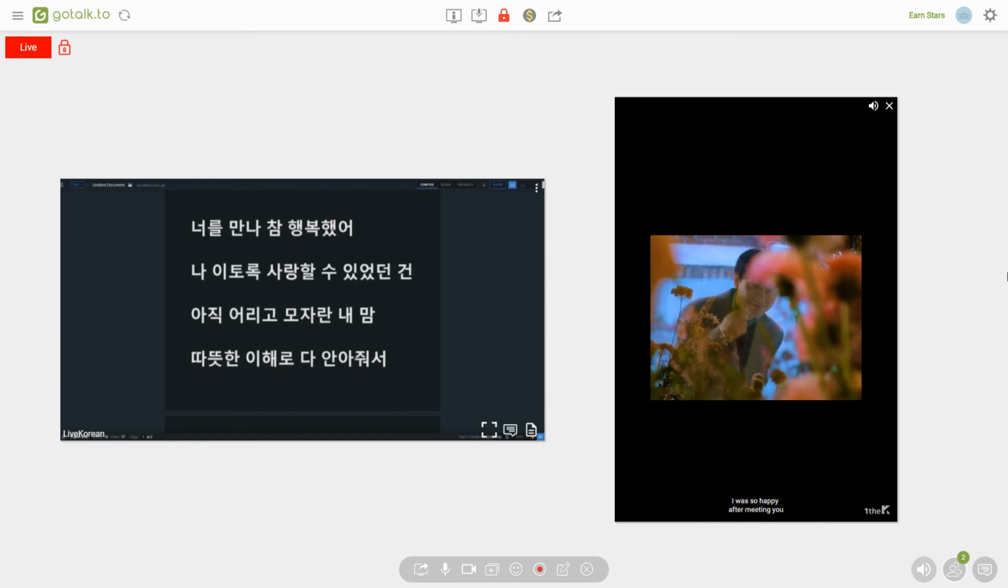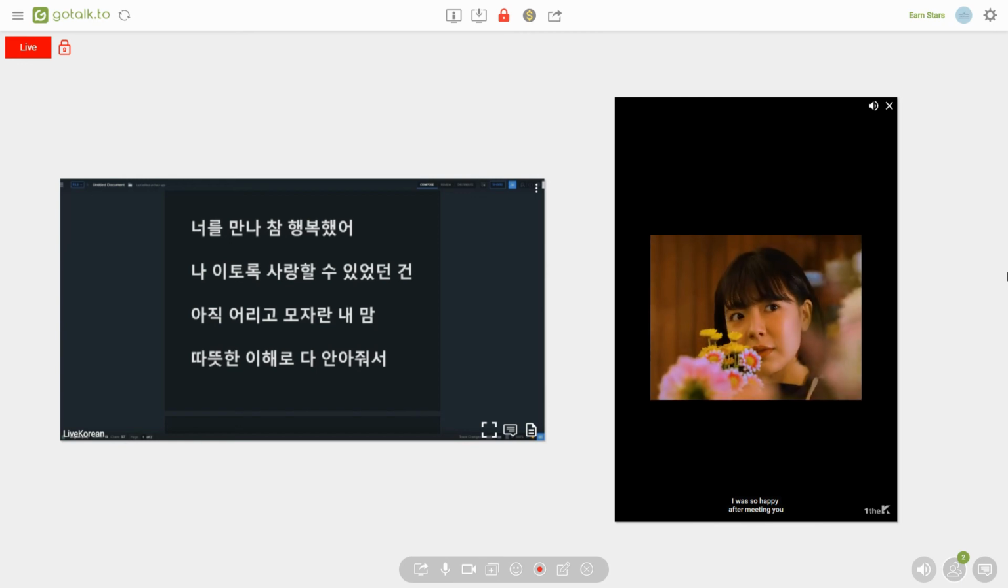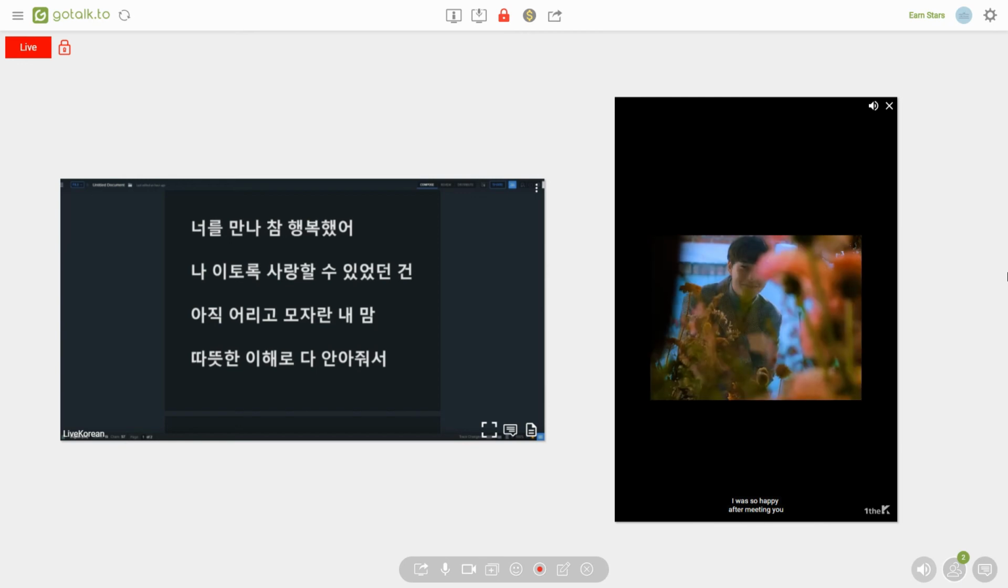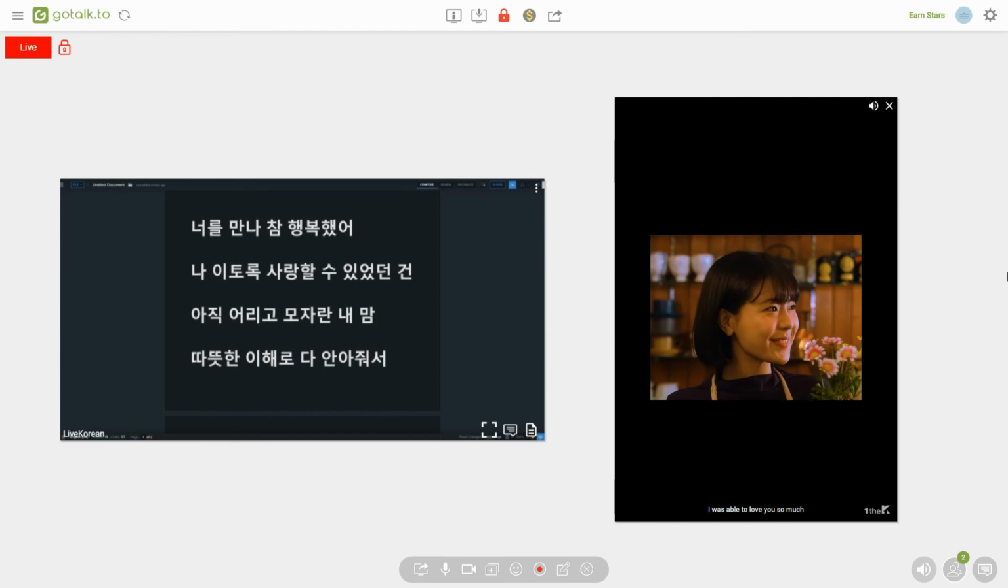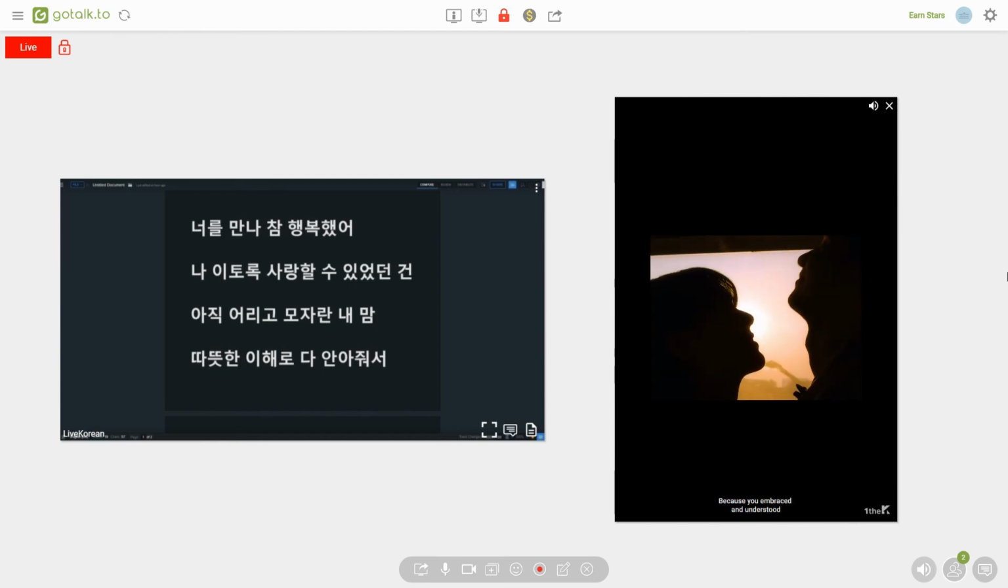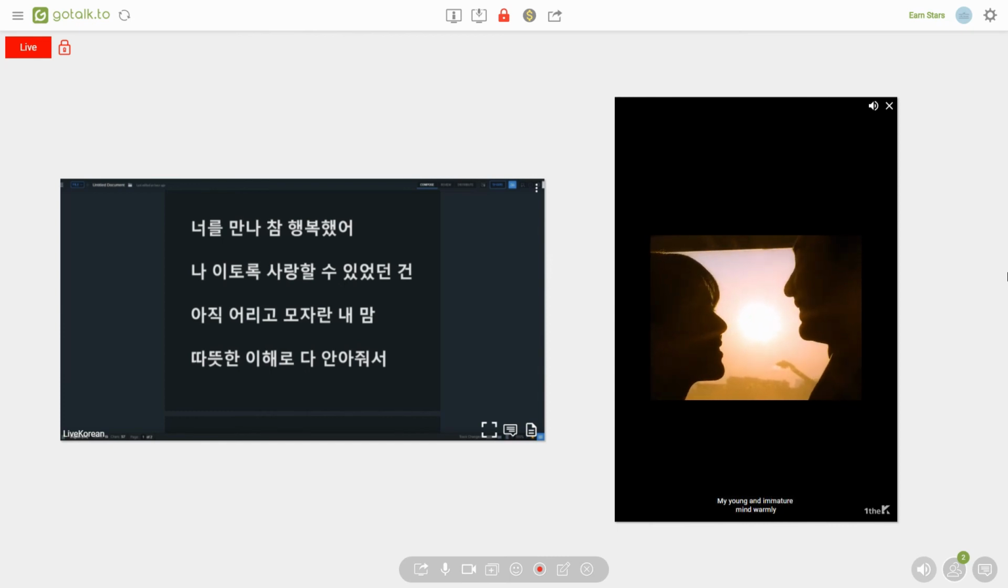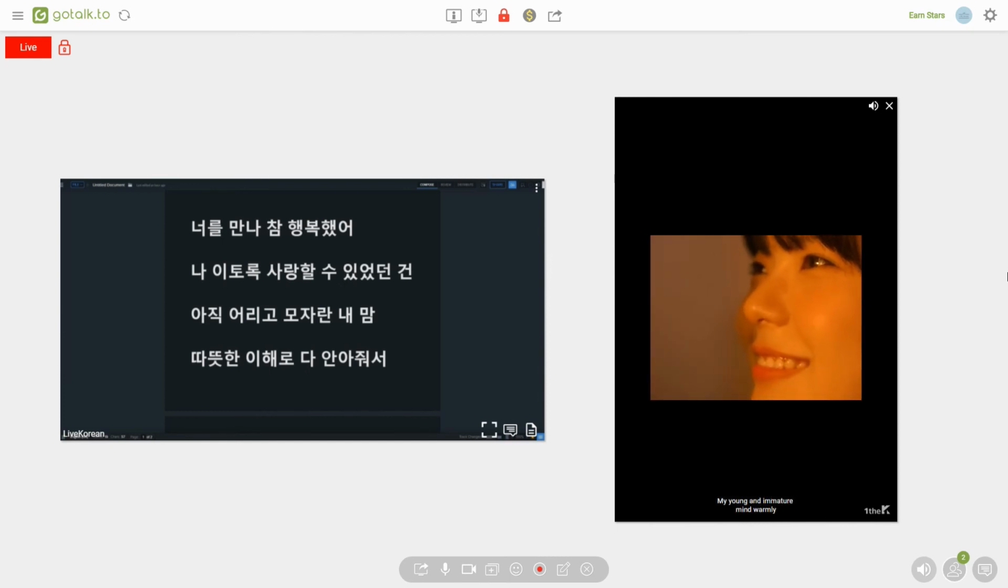너를 만나 참 행복했어. 나 이토록 사랑할 수 있었던 건 아직 어리고 모자란 내 맘 따뜻한 이해로 다 안아줘서.